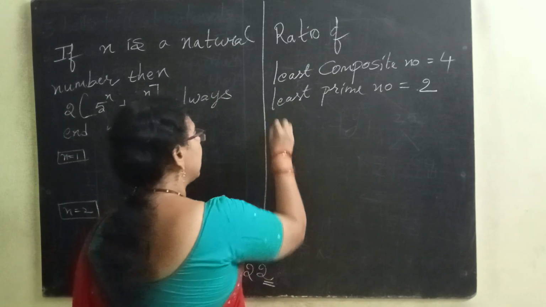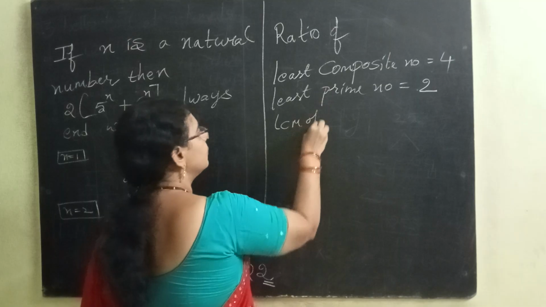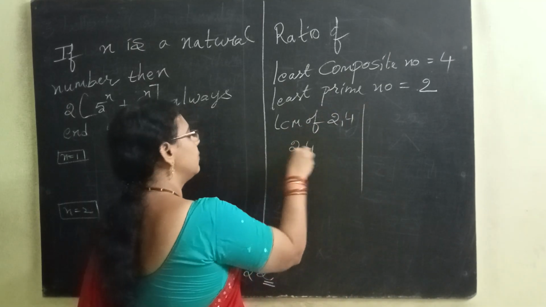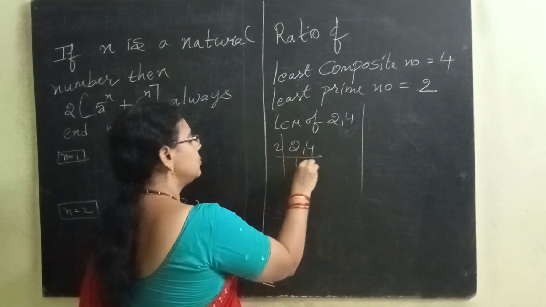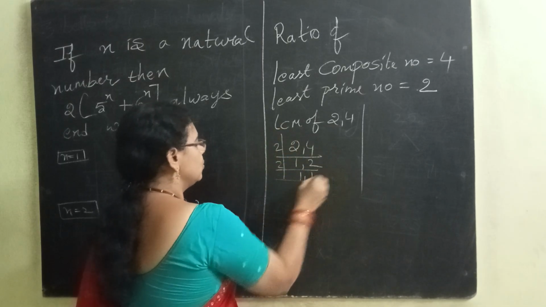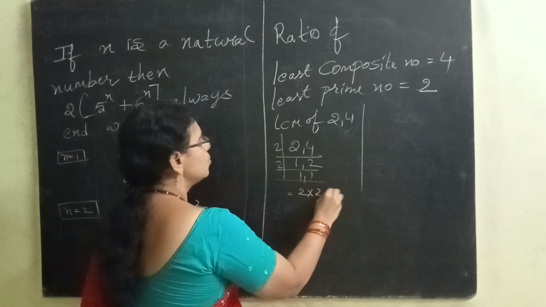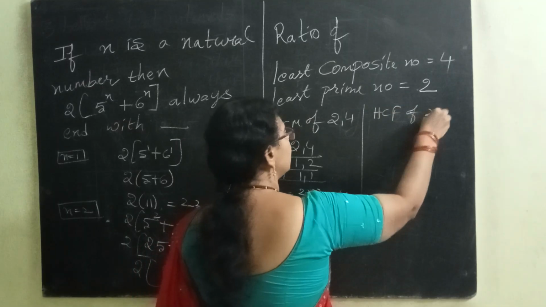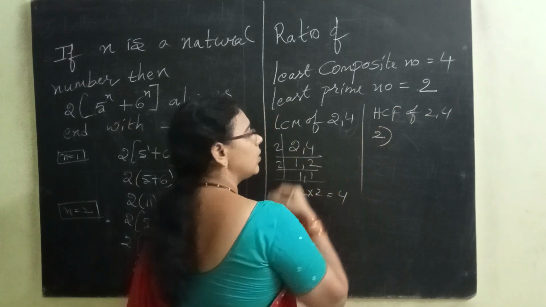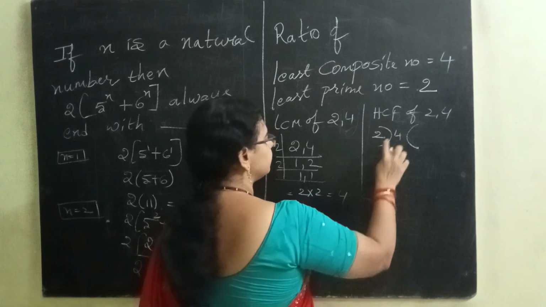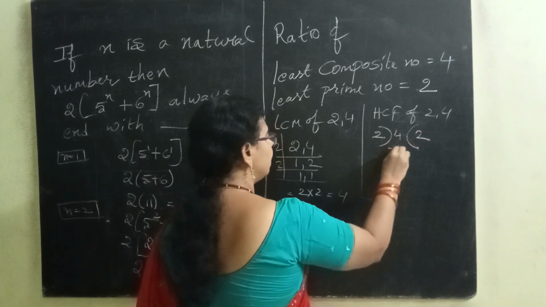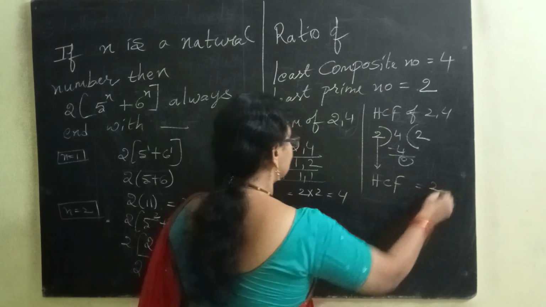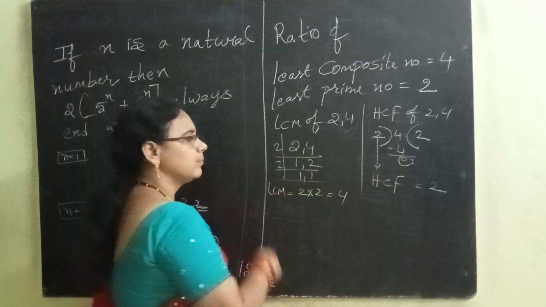So first find the LCM of 2 and 4. Dividing by 2: 2, 4 gives 1, 2. So LCM is 2 into 2, which is 4. HCF of 2 and 4: take the small number as divisor. 2 twos are 4. The divisor is the HCF. So HCF is 2, LCM is 4.